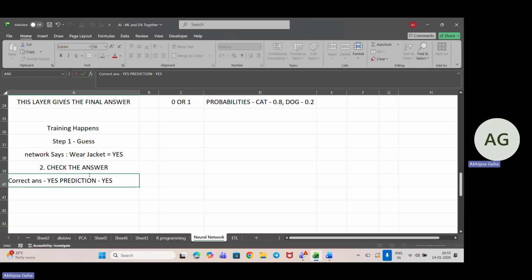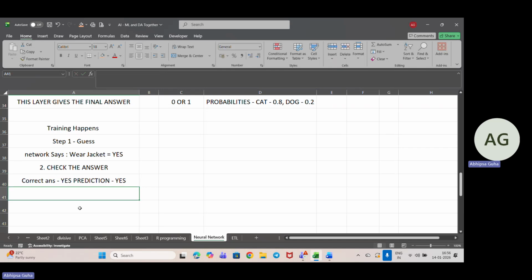So now my model has performed well. My model has given a correct answer. This is good because what I wanted from my model, my model has done the same. My model has at the end predicted the correct answer. In that case, it's good. This is rewarding for the model.